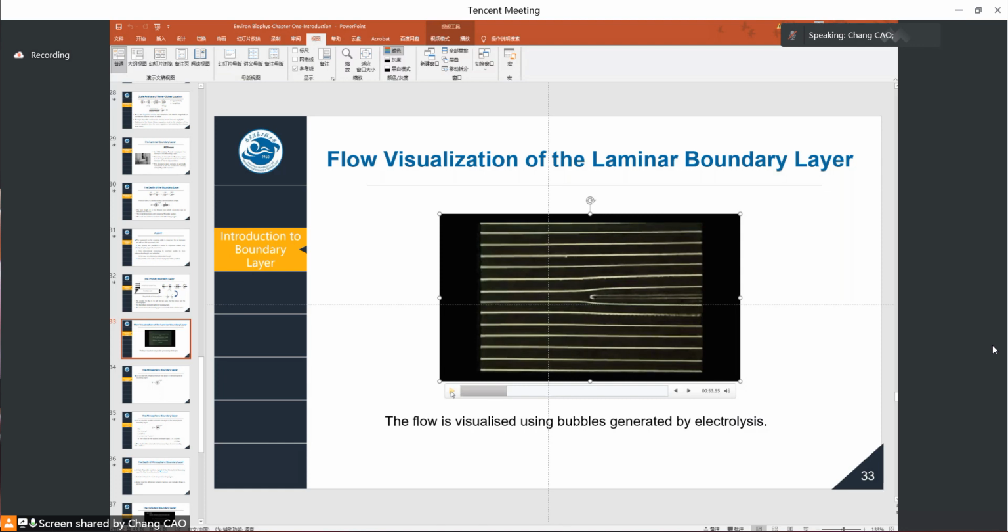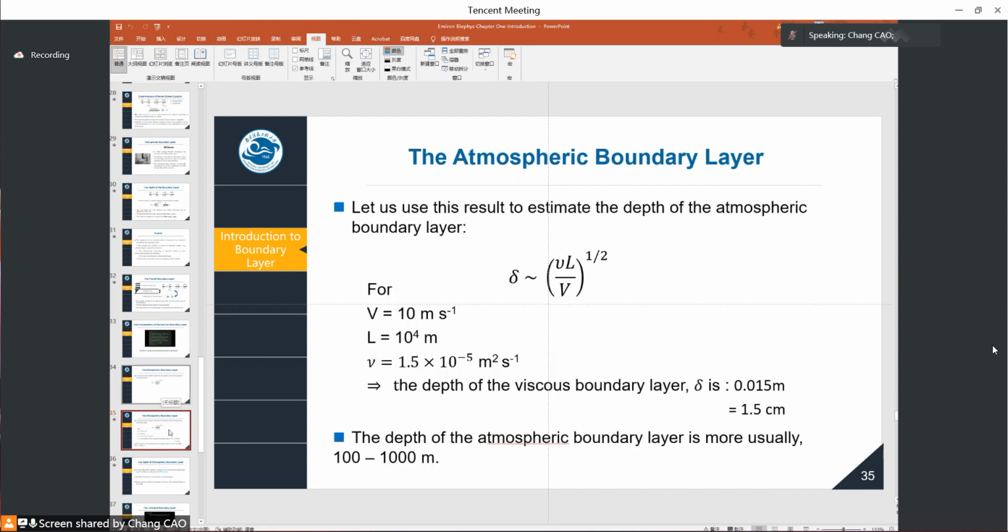According to Prandtl, he thought that the flow in the boundary layer should be laminar. But if we deduce the depth of the boundary layer from his theory, we find that the boundary layer usually has a height of about 1.5 centimeters. But according to what we already know, the atmospheric boundary layer usually has a height of about 1 kilometer, right? So the difference is very huge. And people finally found that the flow in the ABL is not laminar. It should be turbulent.